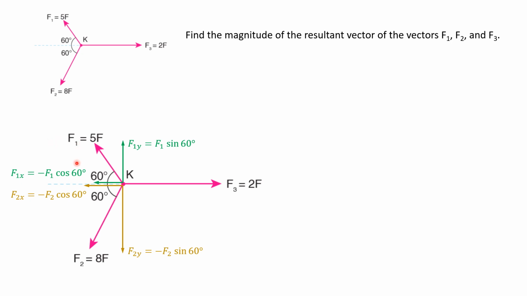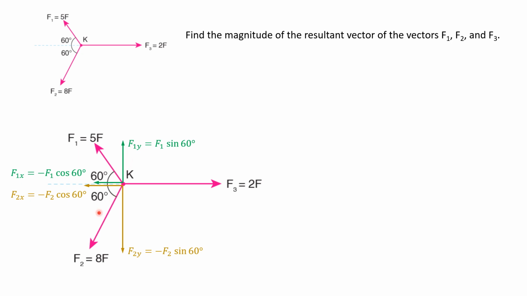F1 has x and y component. So x component is gonna be F1 times cosine 60, because if you can imagine this to be a right triangle, this is the adjacent side and this is the hypotenuse, F1. So F1x is going to be just F1 times cosine 60, but we're going to put a minus sign in front of it because it's pointing in the negative direction. For F1y, you can imagine F1y to be the opposite leg of this right triangle, and again F1 is the hypotenuse, so F1y would be F1 times sine 60. In this case it's positive because it's pointing up.